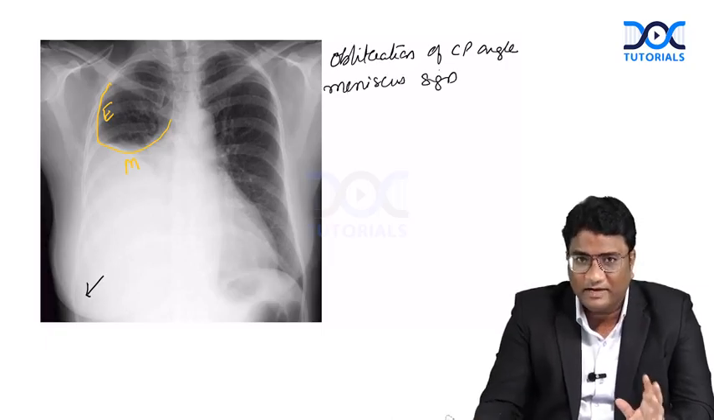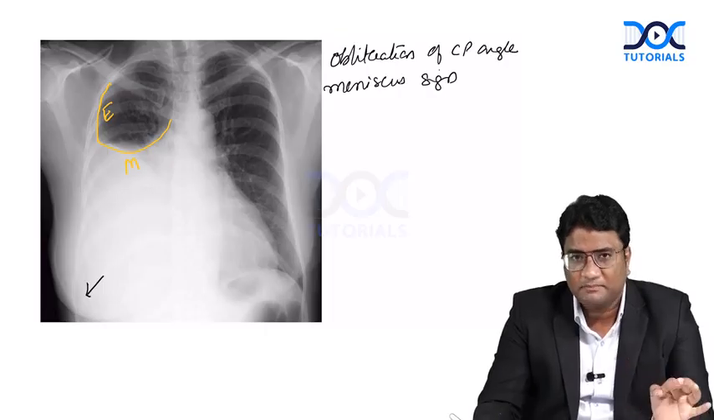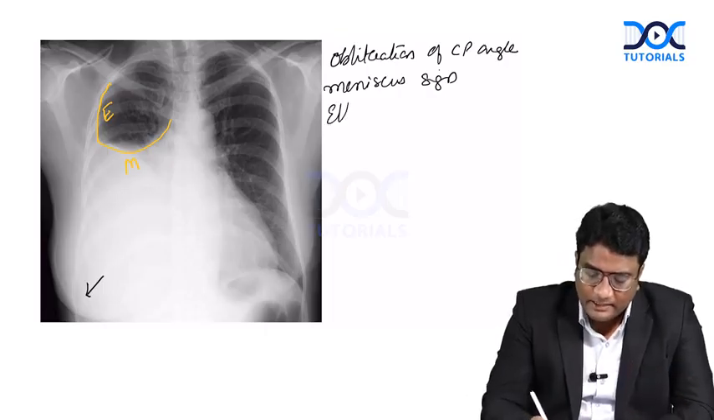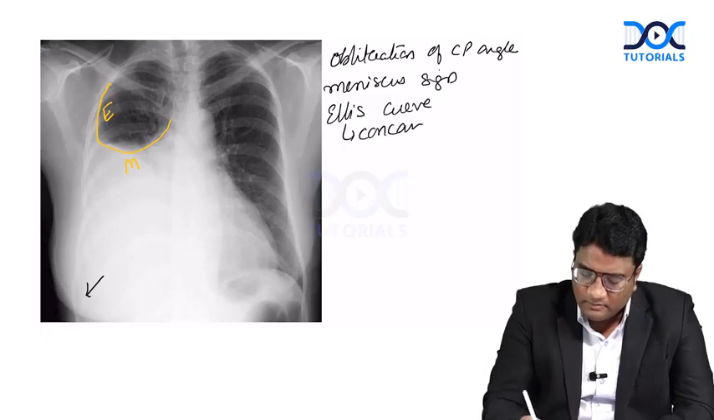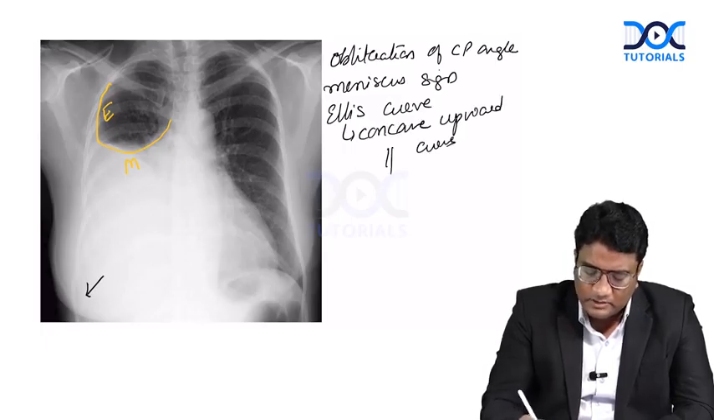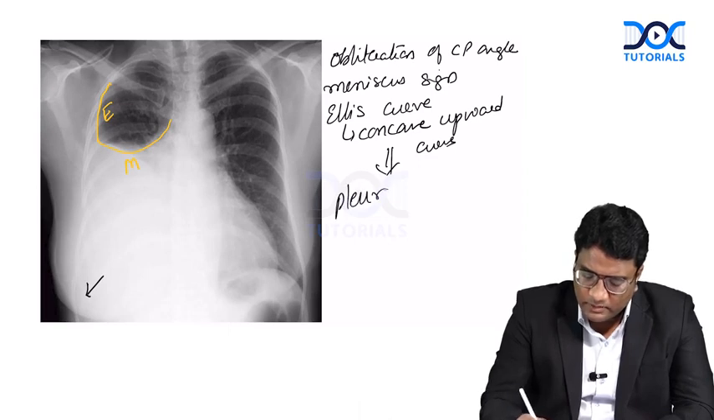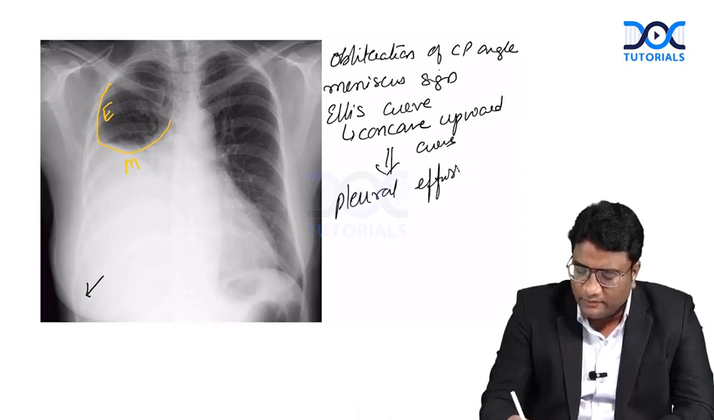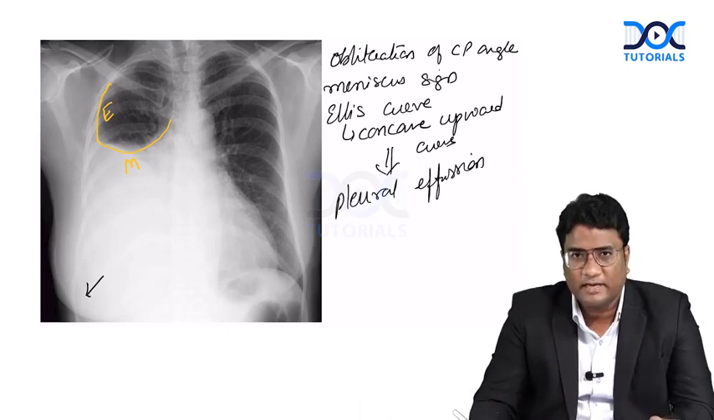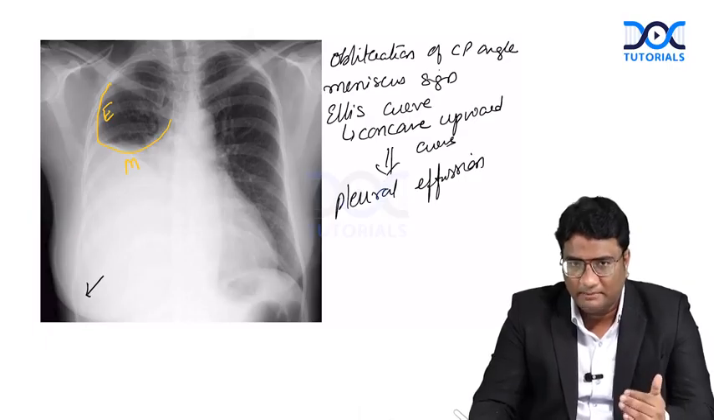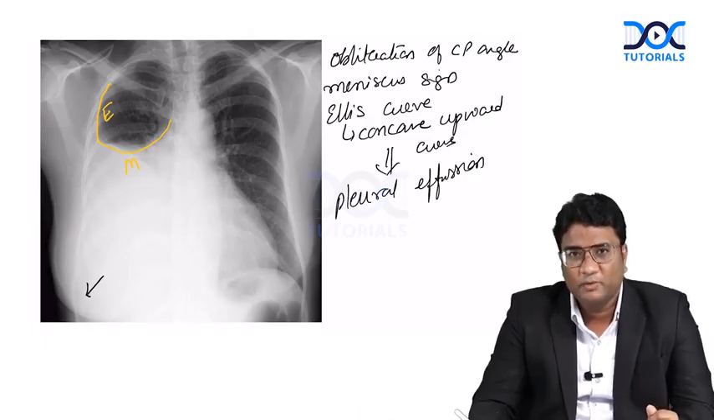So it is not ill-defined or fluffy. You are seeing a sharp meniscus-like area and an Ellis curve. Ellis curve is a concave upward curve that you're having. This tells you this is pleural effusion. So the first area where the pleural fluid will collect is in the costophrenic angle. So if you see obliteration of CP angle, a meniscus and an Ellis curve, this is pleural effusion.